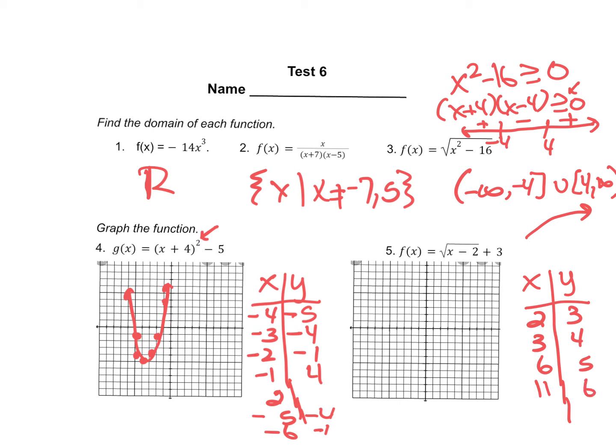Let's plot those. 2, 3 is right there. 3, 4 is right there. 6, 5, let's see. 4, 5, 6, 1, 2, 3, 4. Sorry about me counting out loud. 11, 6 is probably off my graph a little bit. So it's going to look just like that right there.